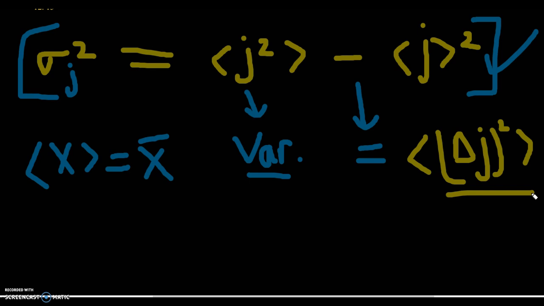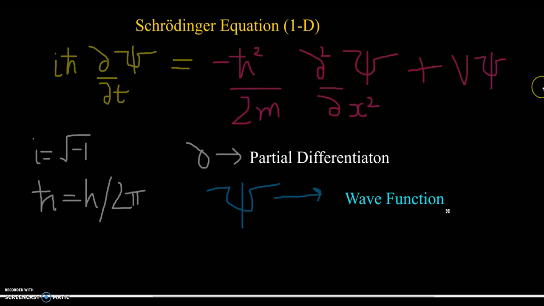Now before ending this video, I would like to give you a brief idea of what we will be studying by introducing the Schrödinger equation. Basically, Schrödinger equation in one dimension looks like this. Now this equation is equivalent to Newton's second law in classical mechanics, F equals ma. This is iota, square root of minus 1. This is reduced Planck's constant, the partial derivative of wave function with respect to time.